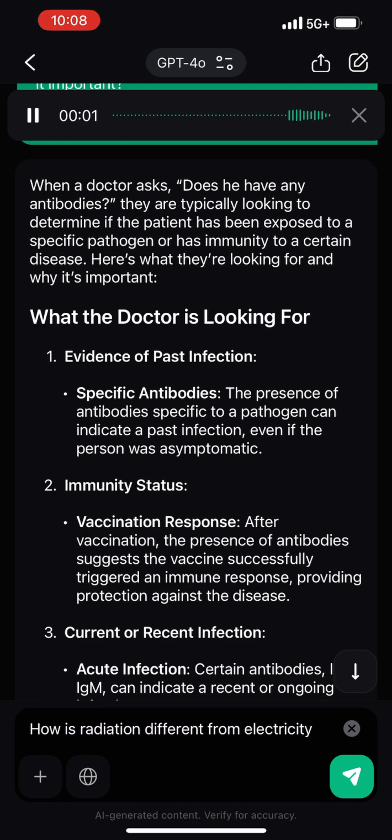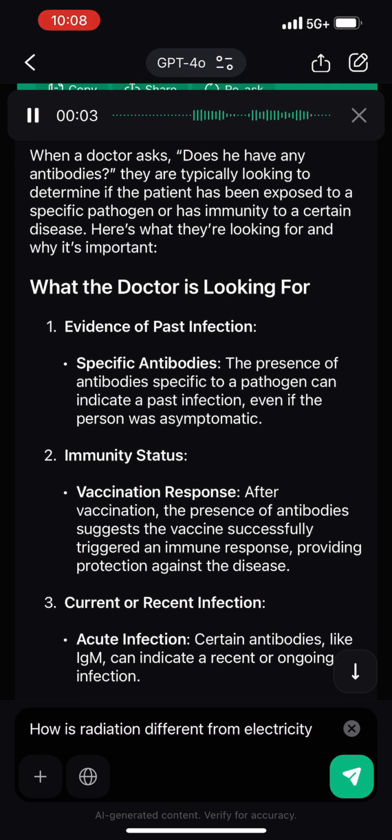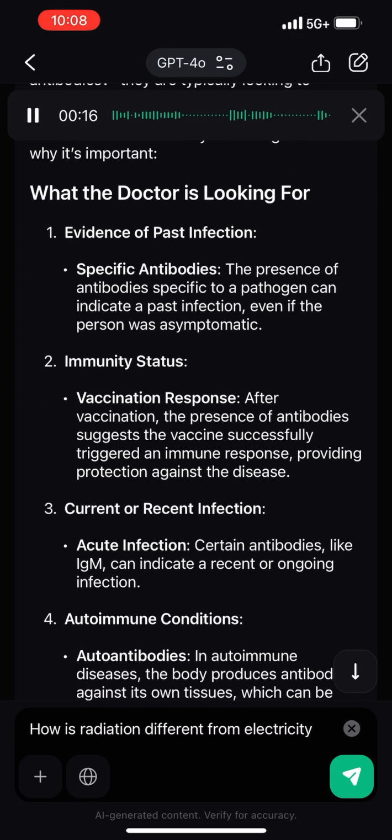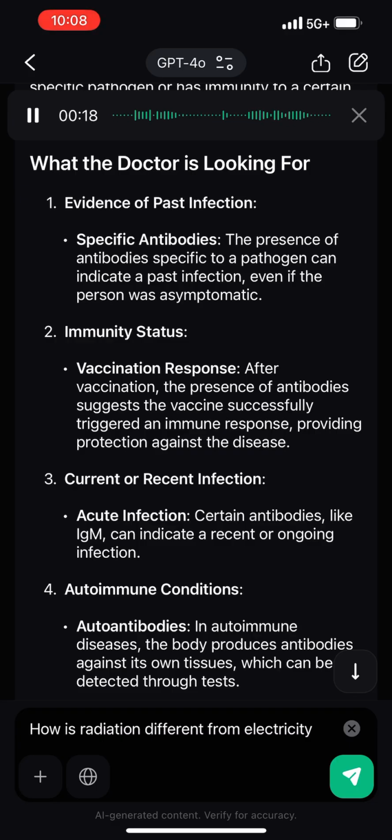When a doctor asks, "Does he have any antibodies?" they are typically looking to determine if the patient has been exposed to a specific pathogen or has immunity to a certain disease. Here's what they're looking for and why it's important. What the doctor is looking for. 1. Evidence of past infection.